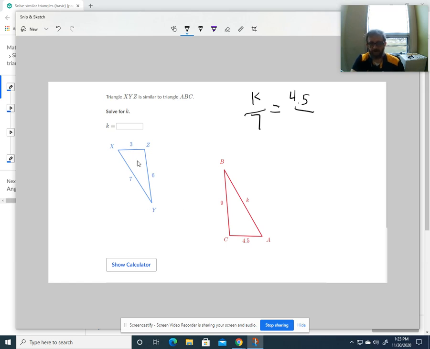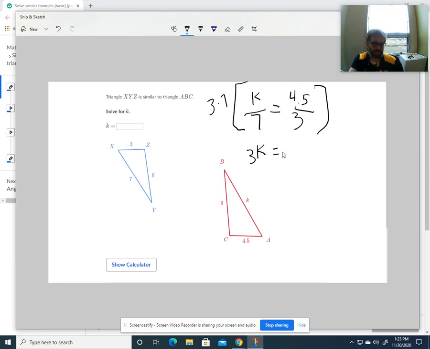And then Y is across from 3. So I'm going to put 3 here on the bottom. And now again, if you want to do the thing that we've learned about how to get rid of fractions, we're going to multiply this whole thing by 3 times 7. So when this gets multiplied, the 7's cancel, and you get 3K equals. When you multiply these, the 3's cancel, and you get 7 times 4.5.